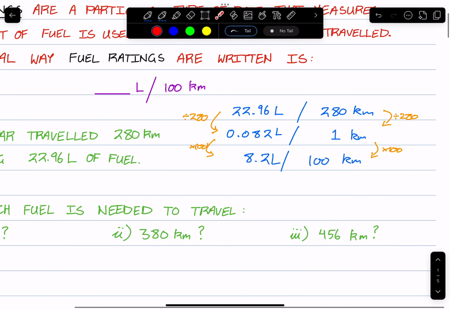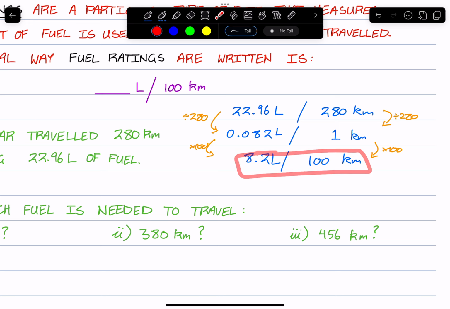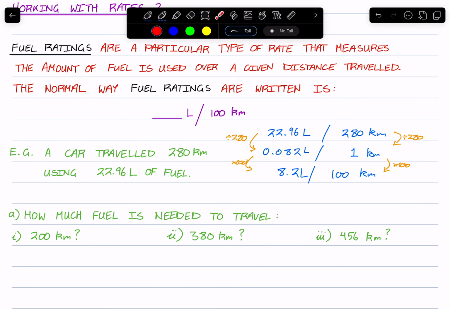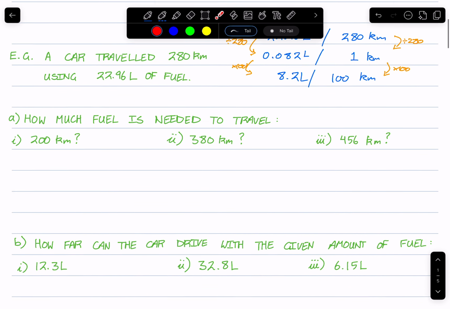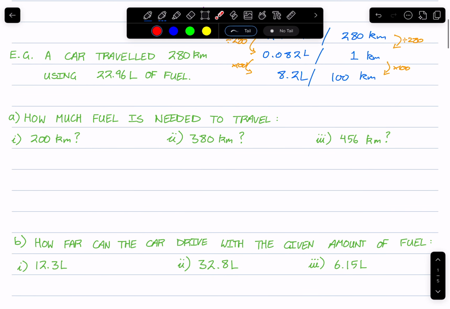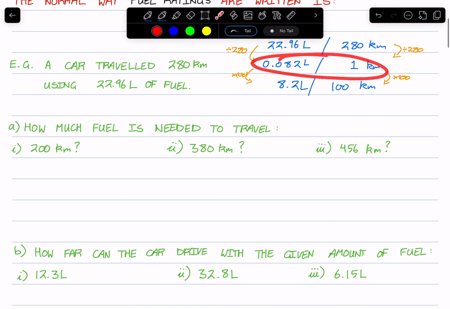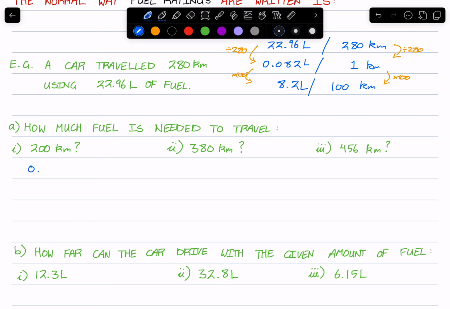Now, when it comes to asking for a fuel rating, it's this number that we're working with, but the unitary rate of per 1 kilometer is actually more useful when it comes to future calculations. I'll demonstrate what we mean in this first set of questions. Now, let's go with the unitary rate first. We have the unitary rate of 0.082 liters per 1 kilometer. So we're going to actually just use that one.